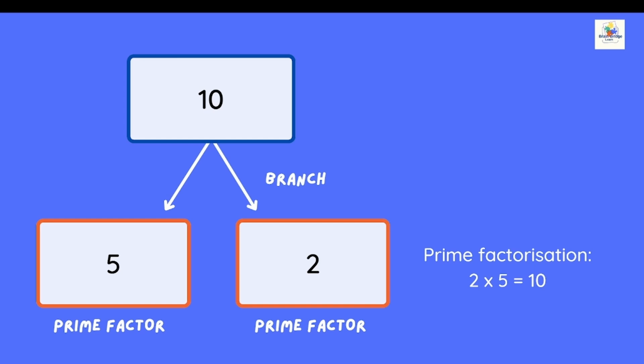For example, 10, then a branch, 5, 2. 5 and 2 are prime factors. So here the prime factorization comes as 2 times 5 equals 10.